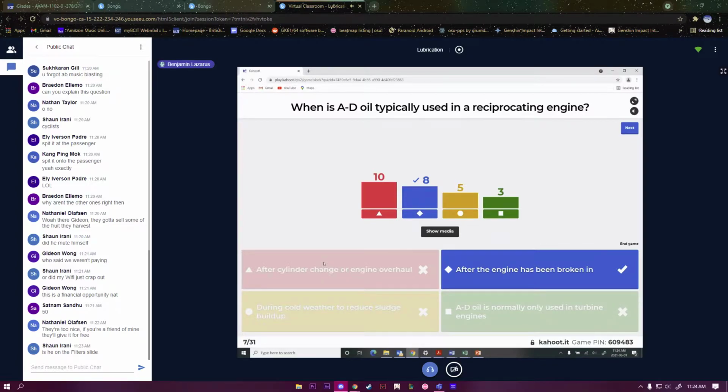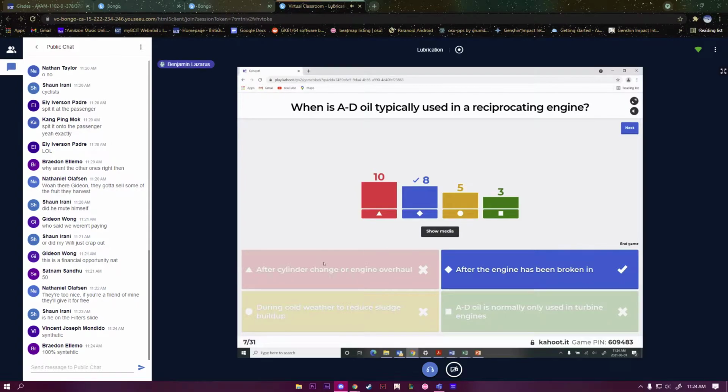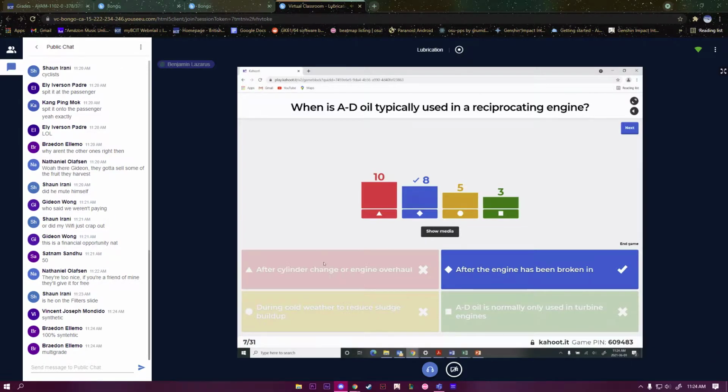What do we normally use in turbine engines? What kind of oil normally goes in turbine engines? Synthetic, yes. And during cold weather to reduce sludge buildup. What do we typically do in cold? What do we change about the oil in cold weather as opposed to warm weather? What do we change about the oil for cold weather operations? Multigrade and or a slightly thinner oil.